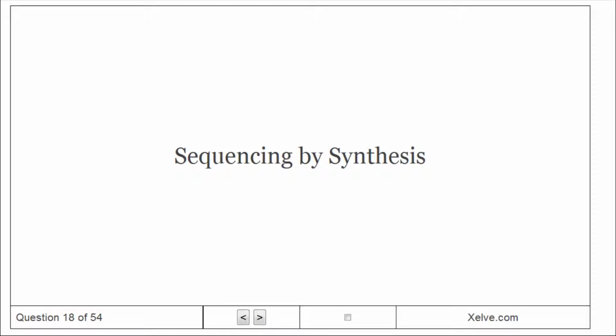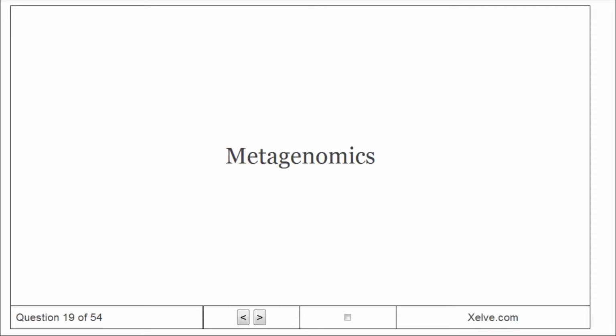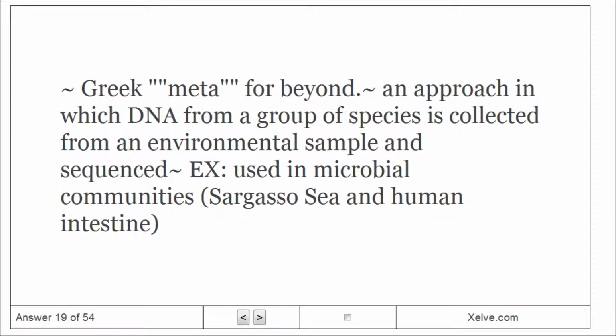Sequencing by synthesis. Phrase for the development of newer sequencing techniques that result in massive increases in speed and decreases in the cost of sequencing entire genomes. Metagenomics. Greek meta, for beyond. An approach in which DNA from a group of species is collected from an environmental sample and sequenced, used in microbial communities, the Sargasso Sea and the human intestine.